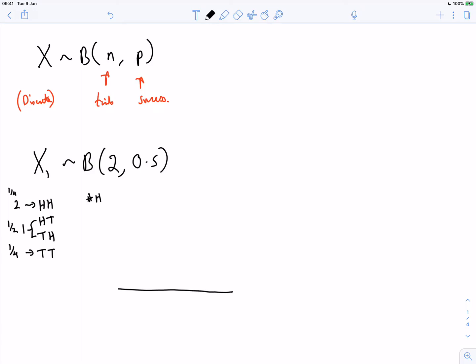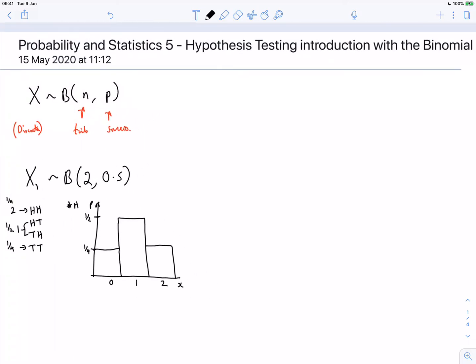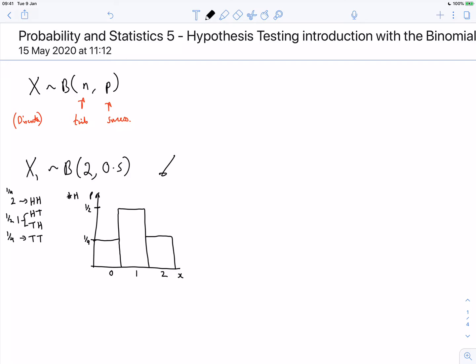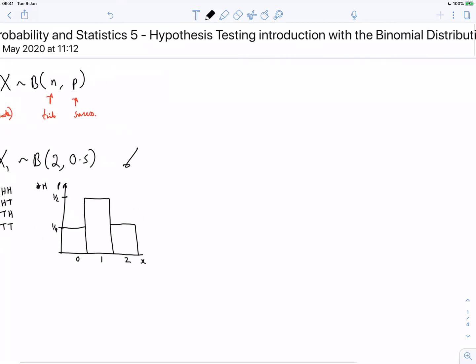So if I was to put x as my score, and this is a probability, then 0, 1, 2 would look like this. Maybe I should make that approximately double, like so, where that's 1/2, this is 1/4. Now the diagram that I've shown here, the probability distribution graph, is going to become important when we start looking at hypothesis testing.